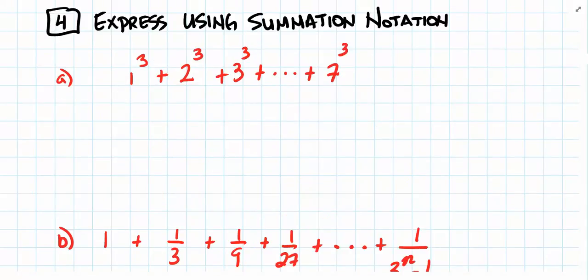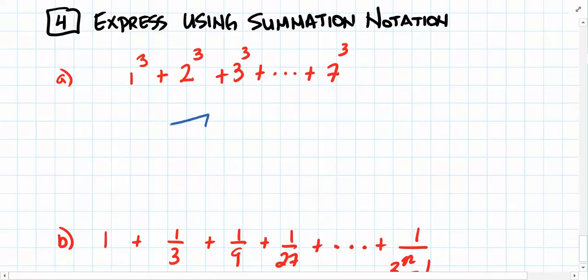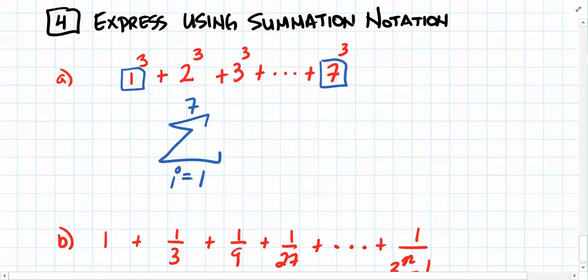Okay, box number 4 is an express using summation notation, going in the opposite direction here. So we're going to take an expanded sum and we want to write it using summation notation. So notice I have 1 to the third plus 2 to the third plus 3 to the third plus dot dot dot plus 7 to the third. So if I was going to go in reverse order, I would write down my sigma notation. I'd say i has to start with the number 1 and it ends with the number 7. The reason I know this is because I'm looking here and then I'm looking here. So I started at 1 and then I ended at 7.